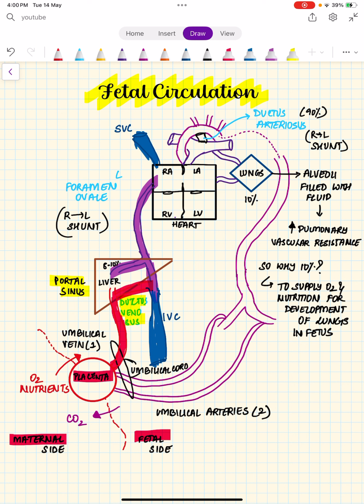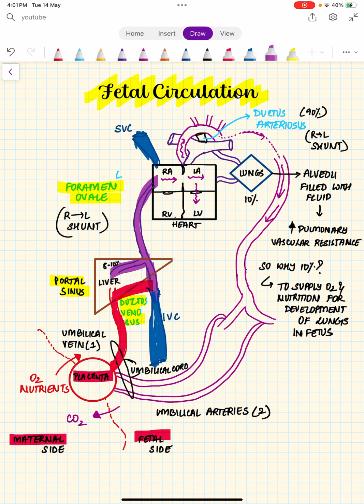From here, the blood can go in three pathways. The first pathway, and the most predominant one, is it moves via the right atrium through the foramen ovale into the left atrium, and from there it moves into the left ventricle, then into the arch of the aorta, and finally into the descending part of the aorta.